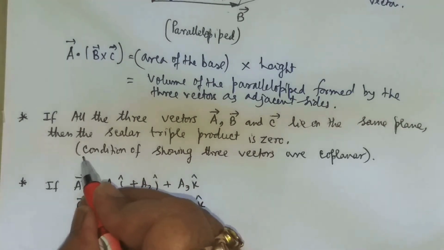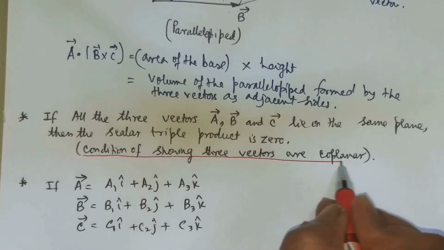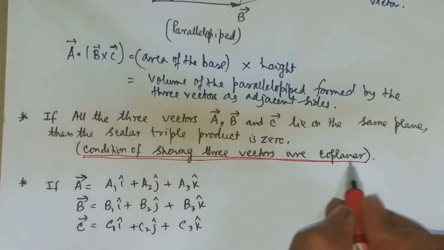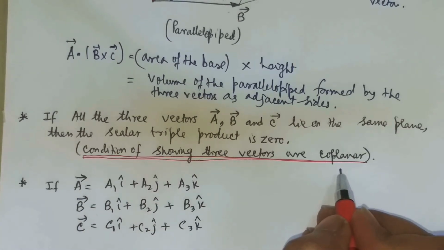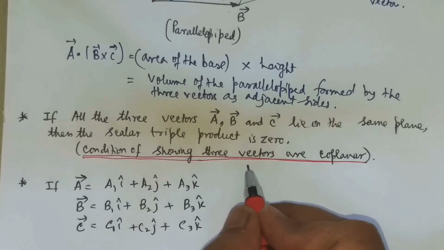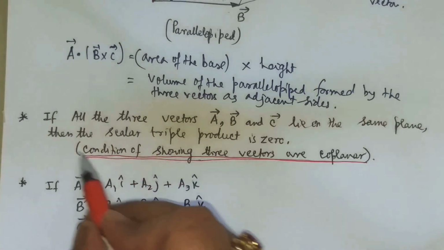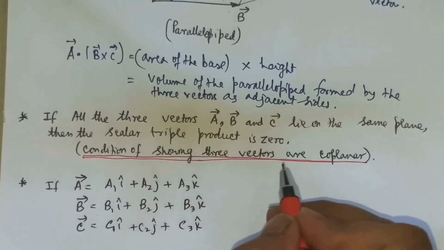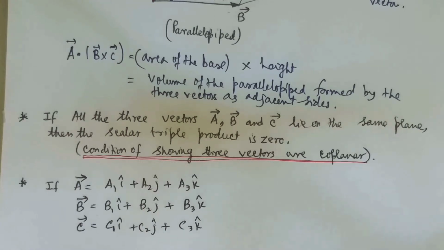This is one of the best conditions of showing three vectors are coplanar. So when you have to show the three vectors are coplanar, you take any of them as A, any of them as B, and any of them as C, and perform A dot B cross C and show that it is 0. You will find that that is the best condition to show that the three vectors are coplanar.